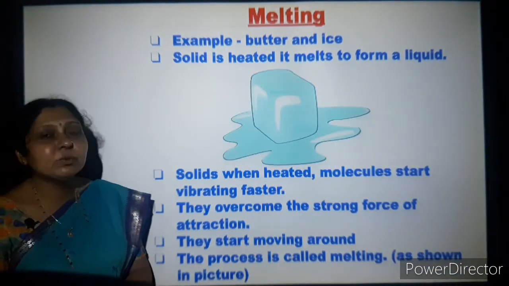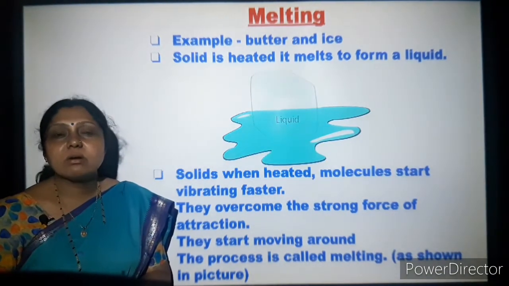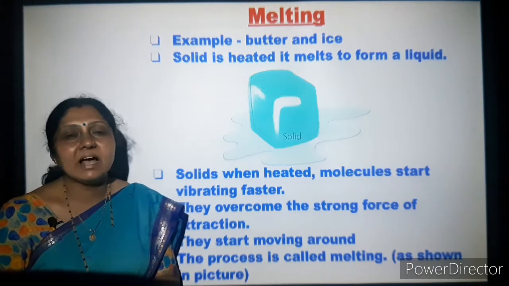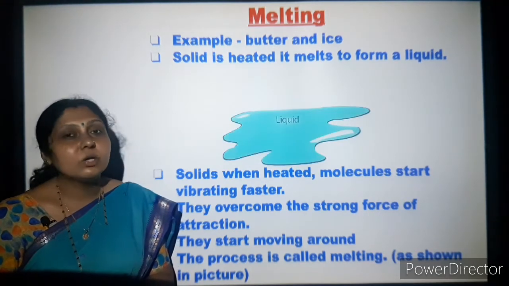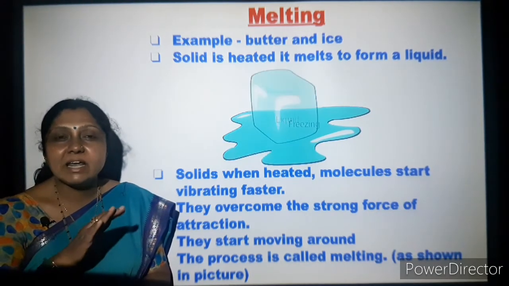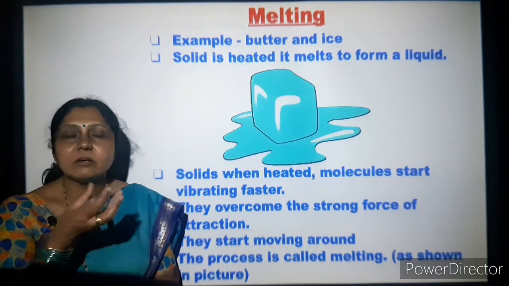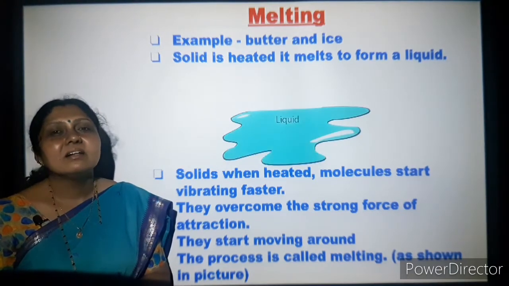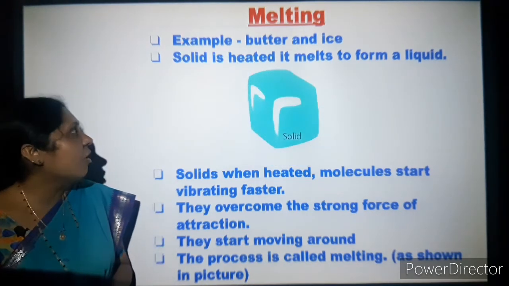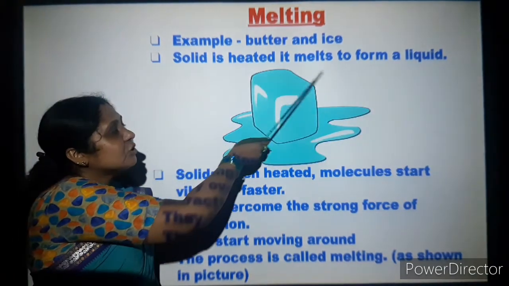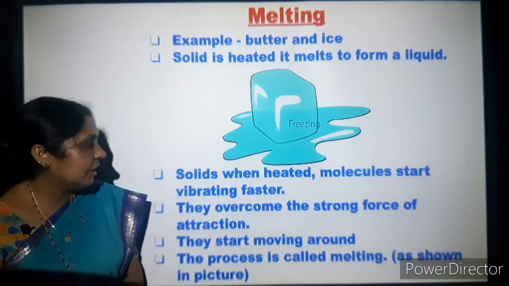Now the first one is melting. Example, butter and ice. All of us have seen that when we apply butter to the hot toast of bread, you can see the melting of butter. The butter melts. One more is ice. When you take an ice cube out of the freezer and keep it outside, you see that the ice cube also goes on melting and it gets the liquid form. When a solid is heated, it melts to form a liquid.